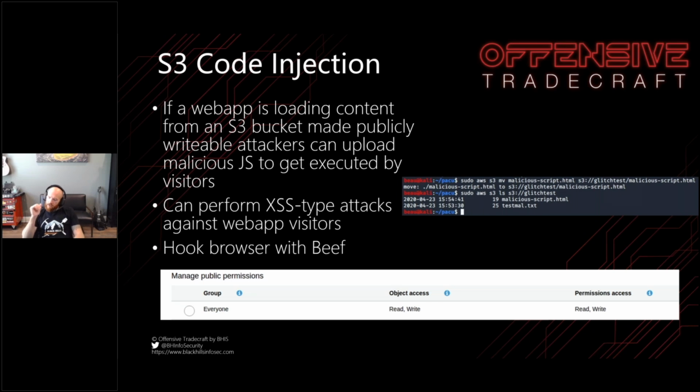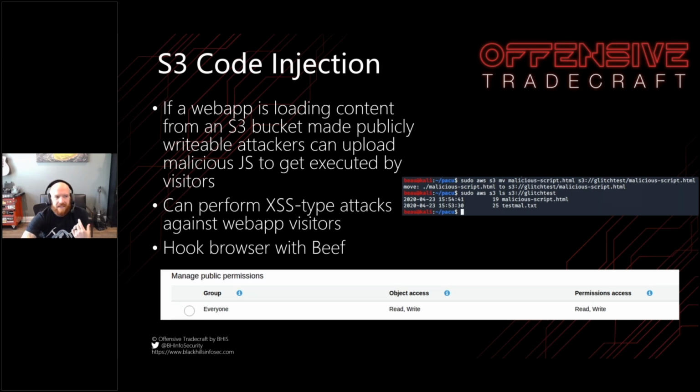So imagine this. Imagine we find this S3 bucket that's being hosted publicly. We find that we can write to it. We find that we're assessing this web application. The web application has calls to the S3 bucket that it's loading JavaScript resources from. All we have to do is modify that resource that the web application is calling, and now every single person who visits that web application has our JavaScript running in their browser. So you can perform cross-site scripting type stuff. You hook their browser with BeEF.